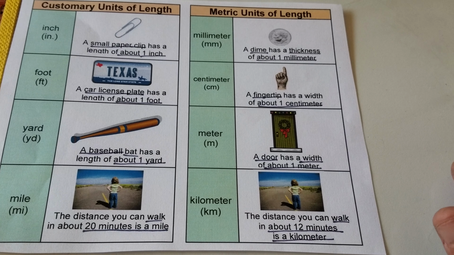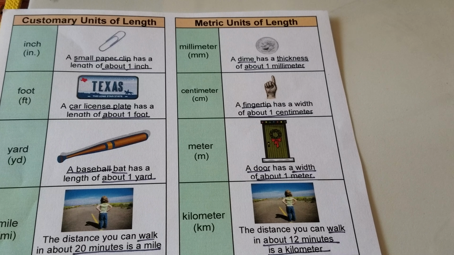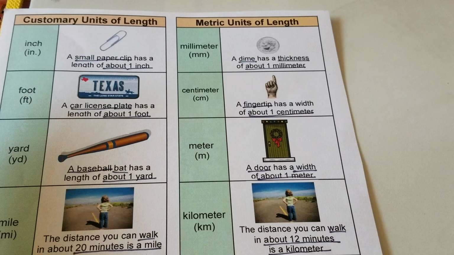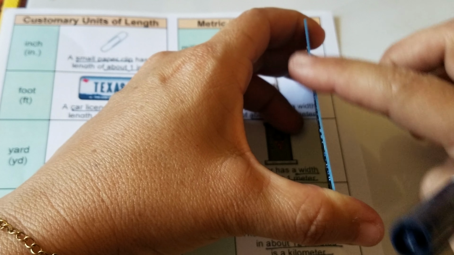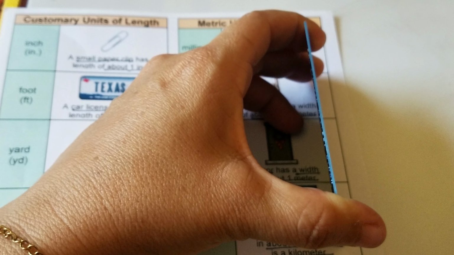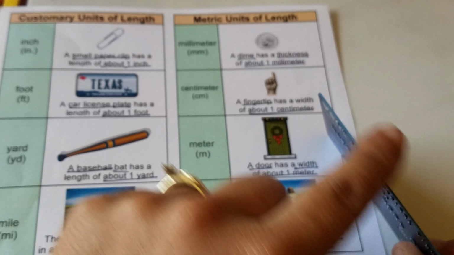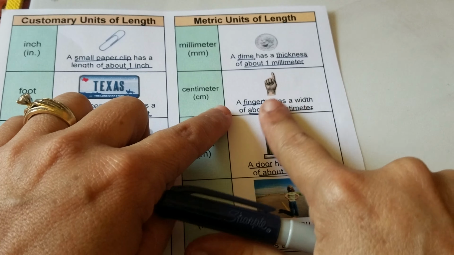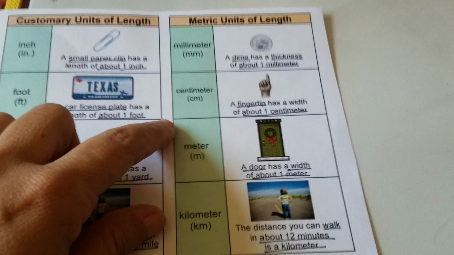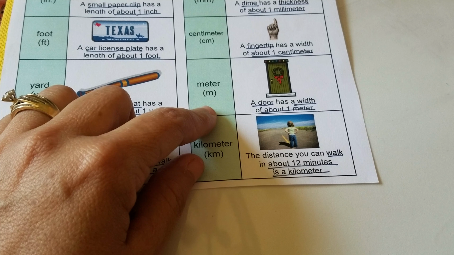So for length, for metric units, we have millimeter. It is about the thickness of a dime. Now, I'm not talking about how long the dime is, it's the thickness. So another way to look at it is if you look at a credit card, this is the thickness of the credit card. This is about a millimeter. Centimeters, you need 10 of these lines to make a centimeter, or you can look at your fingertip, right? About a centimeter.